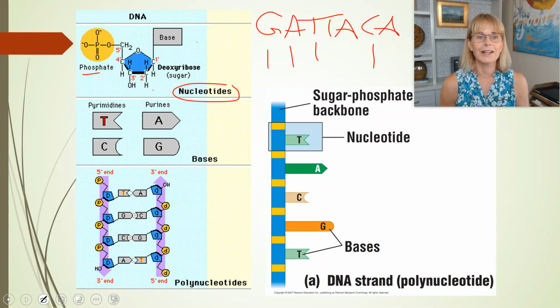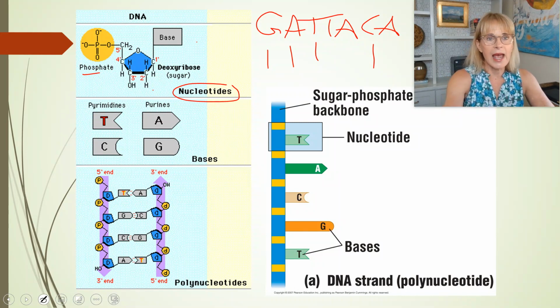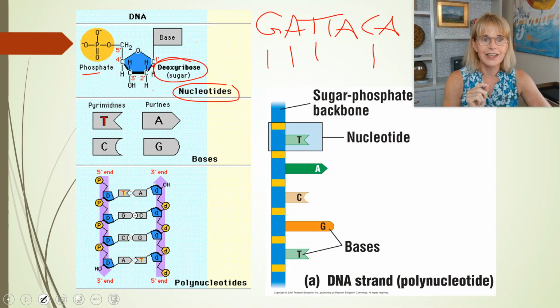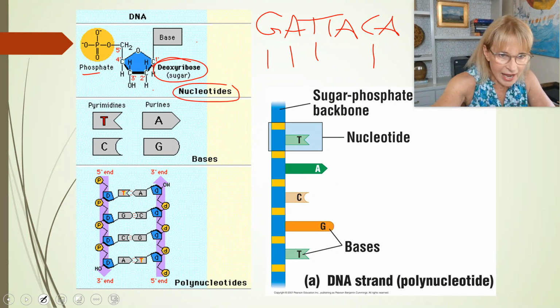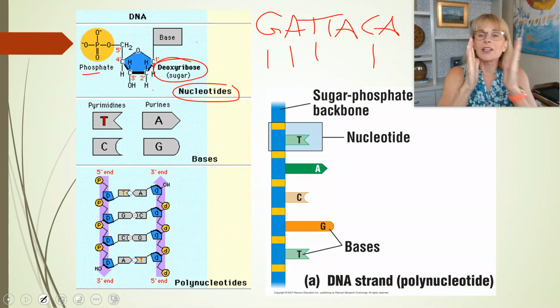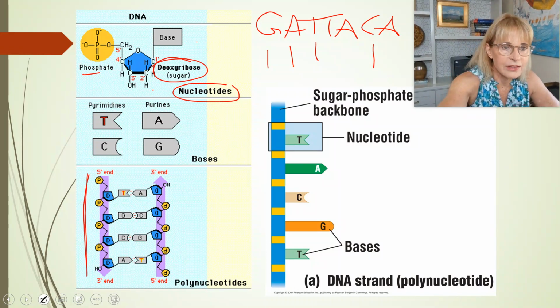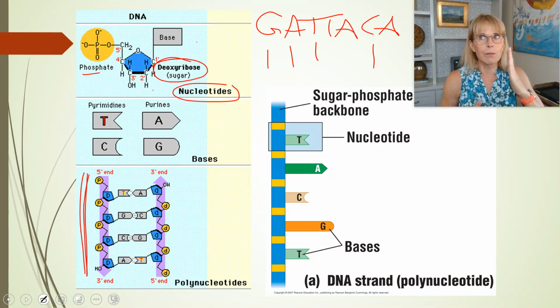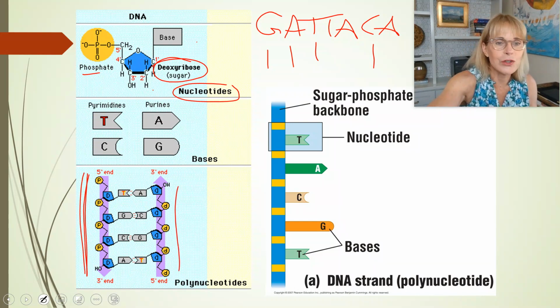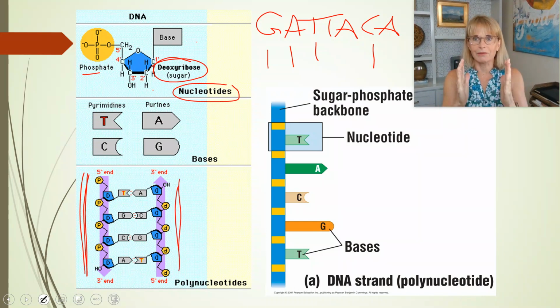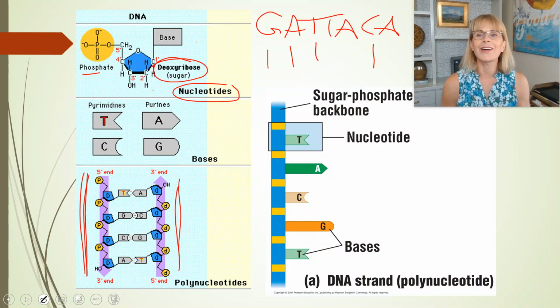Gattaca. All right? The other thing about DNA is DNA has got deoxyribose as its sugar, and DNA is double-stranded, so that one strand is like the mold and the other strand is like the piece of pottery. Okay? We're going to pick up there at the next video.